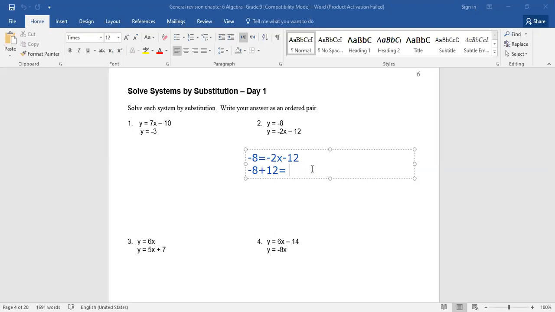Negative 8 plus 12 equals negative 2x. Then negative 8 plus 12 equals how much? 4. Negative 8 plus 12 equals 4. So 4 equals negative 2x, which means x equals negative 2. You will divide both sides by negative 2, and we already have the value of y, which is negative 8. Then the solution is negative 2 and negative 8. I appreciate your answer. Thank you. Okay, let's move to the next part.